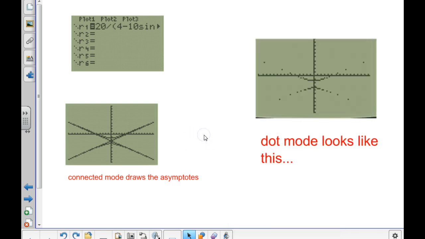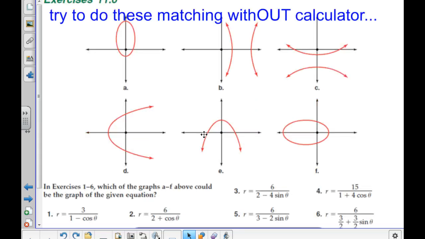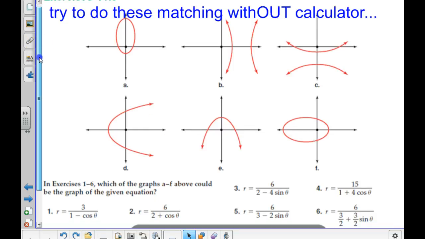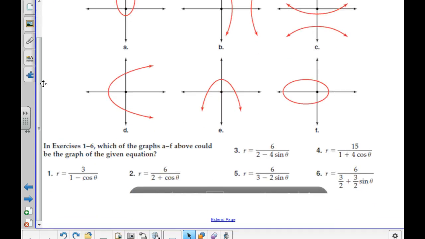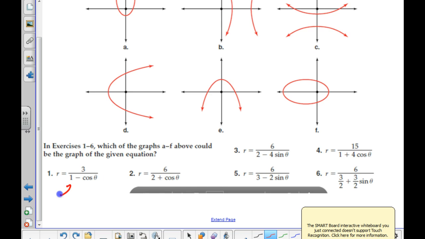All right, let's finish this up. I want you to try to do these 6 without graphing them on your calculator. This is your actual book work, okay? So let's look at these 6 equations. Number 1, what is the eccentricity? This is already a 1 here in front. So the eccentricity right in there is 1.